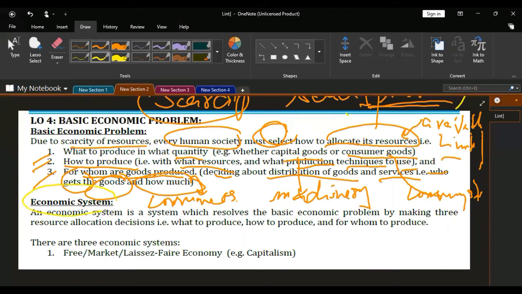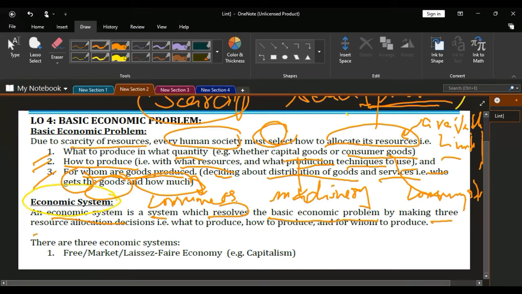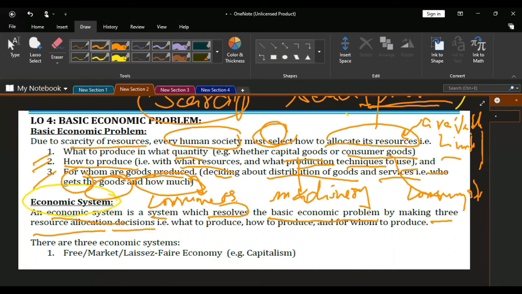Similarly, all the economic systems have some rules and regulations under which each activity or each society is going. Let's study the definition of an economic system. An economic system is a system which resolves the basic economic problems by making three resource allocation decisions, that is, what to produce, how to produce, and for whom to produce. So you have seen that we have three basic economic problems, and the systems that are made to resolve these three economic problems are called economic systems.